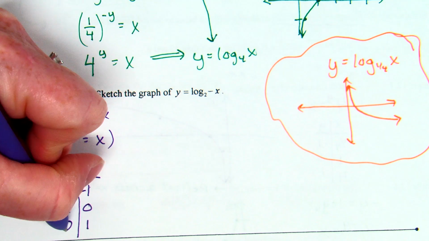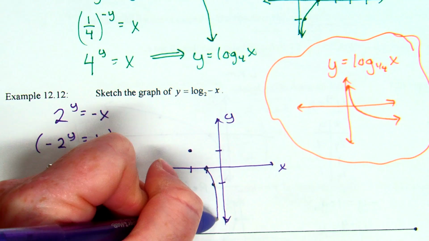So negative 1/2, negative 1; negative 1, 0; negative 2, 1. Looks something like that.